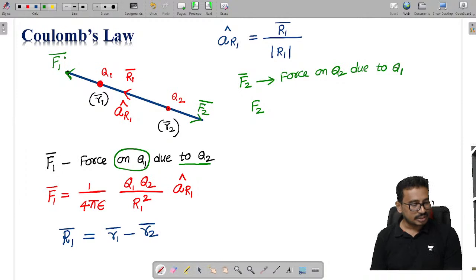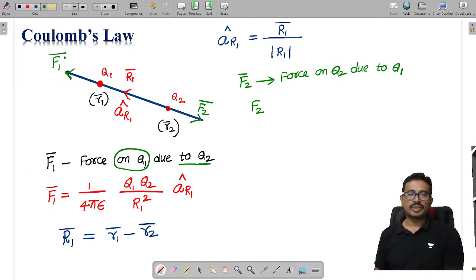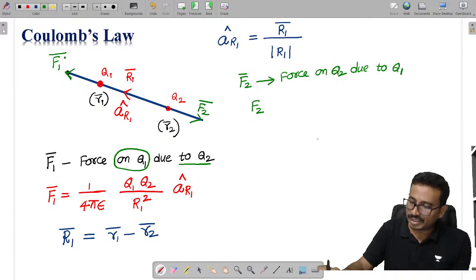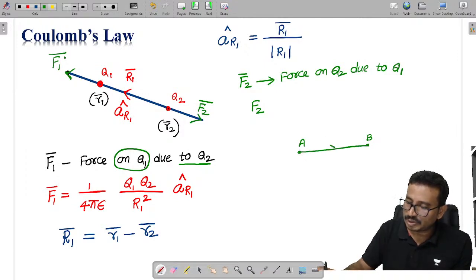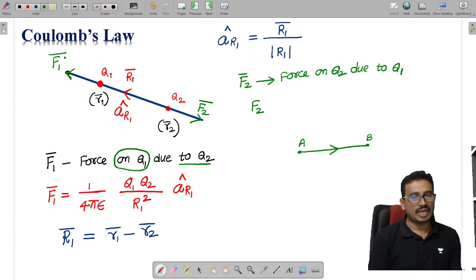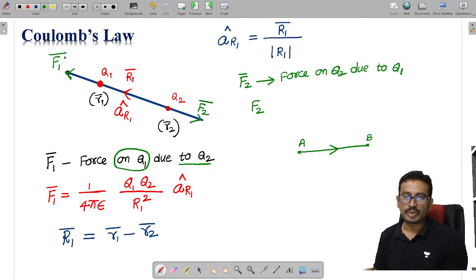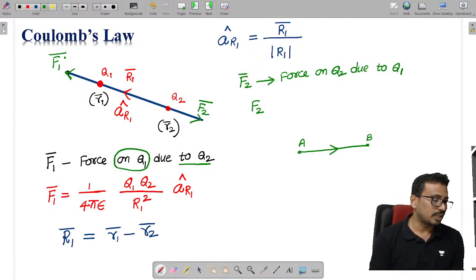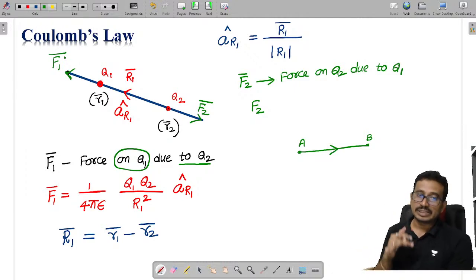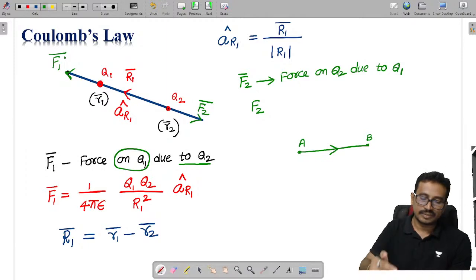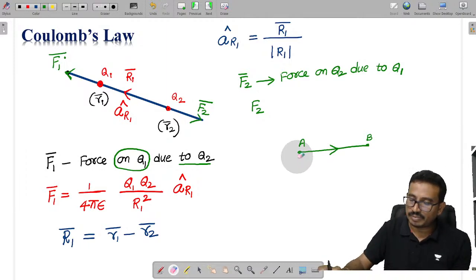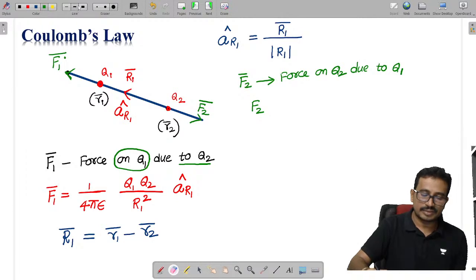If this point is A and this point is B, and we are moving from A to B, and I ask the distance between the two points A and B, what can I say? Final minus initial, that is, B point minus A point. Final point minus initial point we need to write.